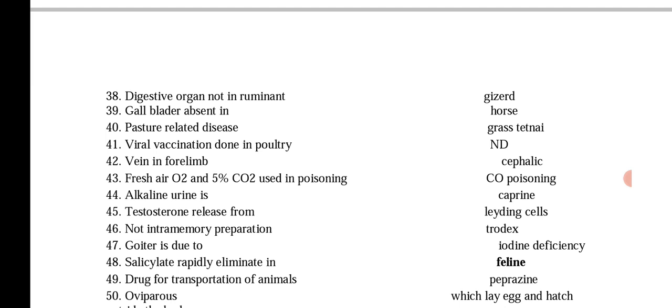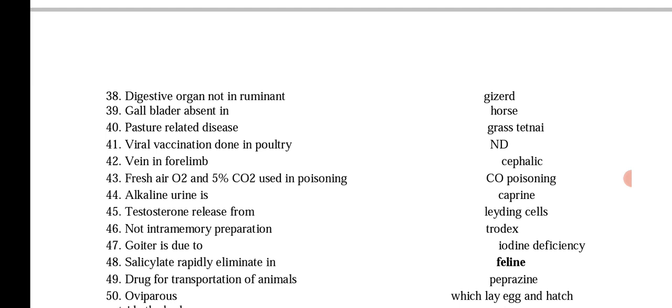Gallbladder is absent in horse. Pasture related disease is grass tetany. Viral vaccination done in poultry is for Newcastle disease. Vein in forelimb is cephalic vein. The treatment of carbon monoxide poisoning is the use of fresh air, oxygen and 5% carbon dioxide.